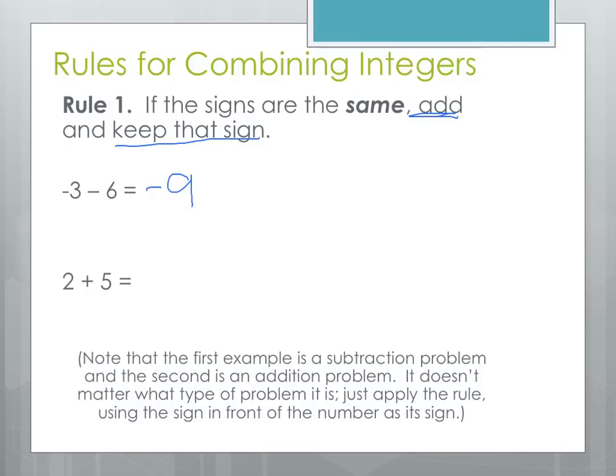Example 2 is a pretty straightforward addition problem. Notice that there's no sign in front of the 2 here, so it's implied to be a positive sign. We can write that in there to remind us if we need to. So we have a positive 2 and a positive 5. We add these together and we get a 7, and it's going to be a positive 7 since they both started as positives. We don't have to write the plus 7 in because, again, that positive sign is implied when we write 7 by itself. Okay. So note that in the first example we had a subtraction problem, and the second is an addition problem. It doesn't matter what type of problem it is, just apply this rule using the sign in front of the numbers and keep that sign.